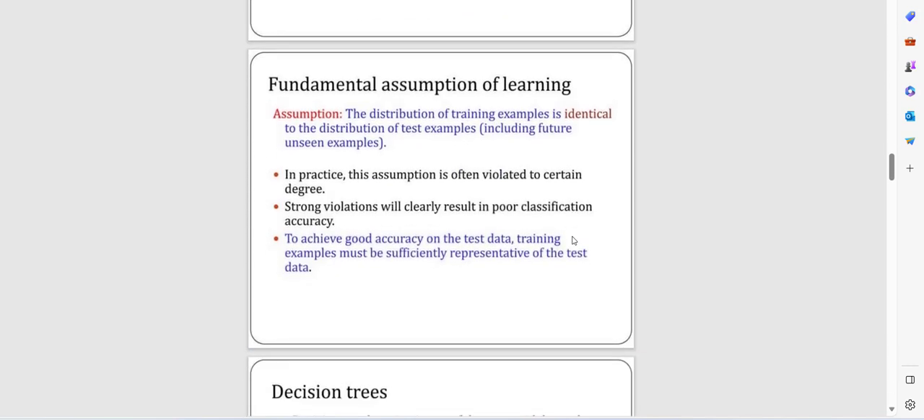Okay, so the fundamental assumption of learning: the distribution of training examples is identical to the distribution of test samples, including future unseen examples. In practice, this assumption is often violated to a certain degree. Strong violation will clearly result in poor classification accuracy. To achieve good accuracy on the test data, training examples must be sufficiently representative of the test data. So this is how it works.